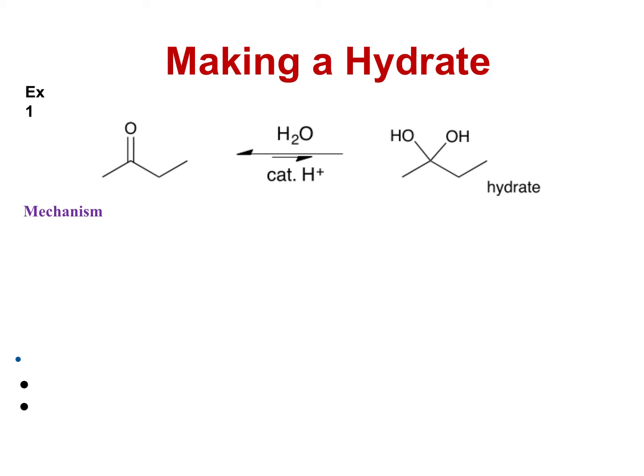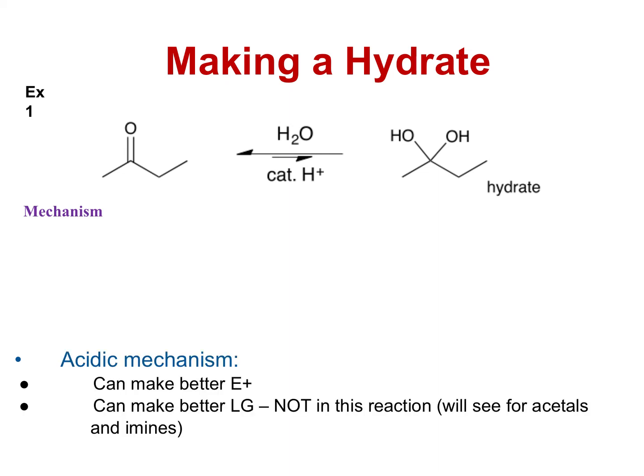So let's look at how this mechanism would work. The first thing is we need to know we're in acidic conditions. As we've said, acidic conditions mean you can do a couple of things that you couldn't do in basic or neutral conditions. So let's talk about those. One of the things you can do is make a better electrophile. That's something we're going to do. Another thing you can do is make a better leaving group. Now, in this case we're not going to be doing that, because we have two O's and one of the O's is what we started with.